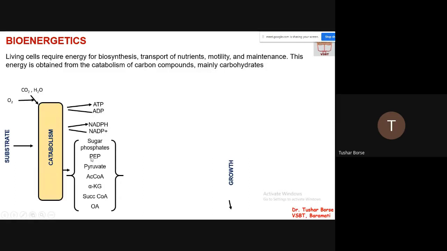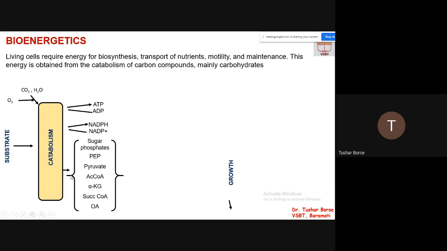So these are some representative things which are put here. The precursor could be some sugar phosphate, so it could be glucose 6 phosphate or fructose 6 phosphate, then phosphoenol pyruvate, pyruvate, acetyl CoA, alpha ketoglutarate, succinyl CoA, oxaloacetic acid, etc. In all, there are typically 12 precursors which have been identified, which are generated through catabolic reactions when the carbohydrate enters inside the cell.